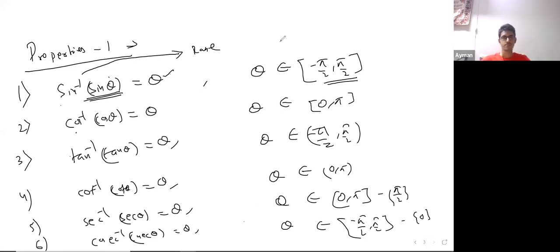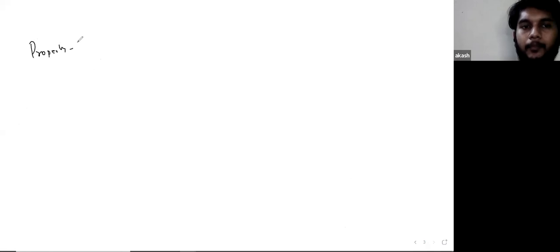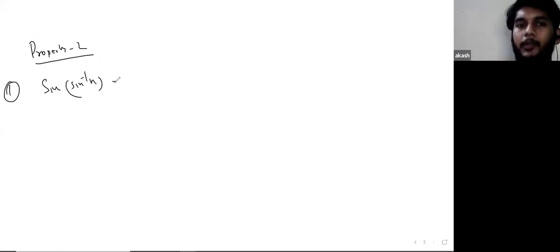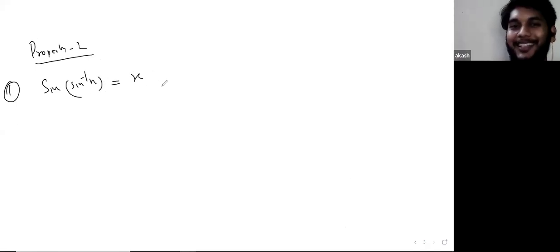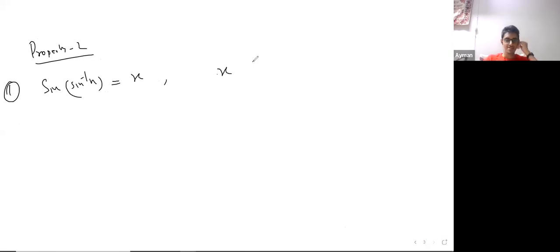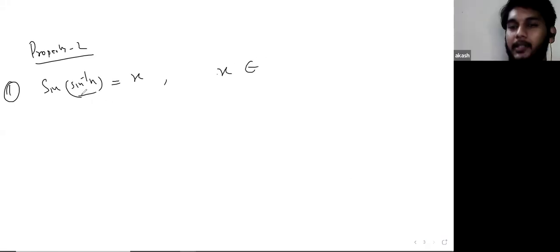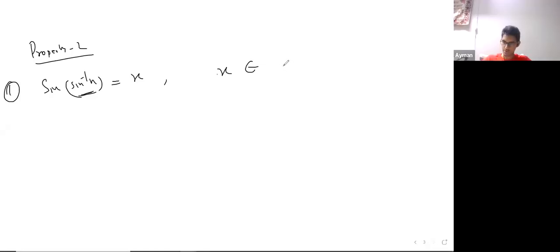Yes, I'm done. Second property, just the opposite of this. Sine of sine inverse x. What will be the answer here? Theta? No, x, right? Sine of sine inverse x will be x, it cannot be theta. And here x has to be from the input of sine inverse x, that is the domain, minus 1 to 1.